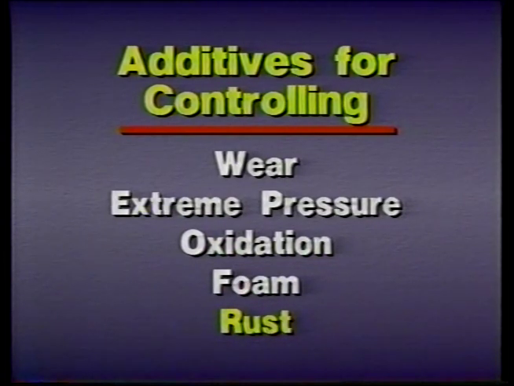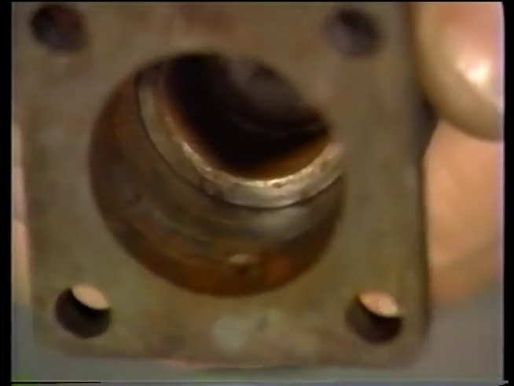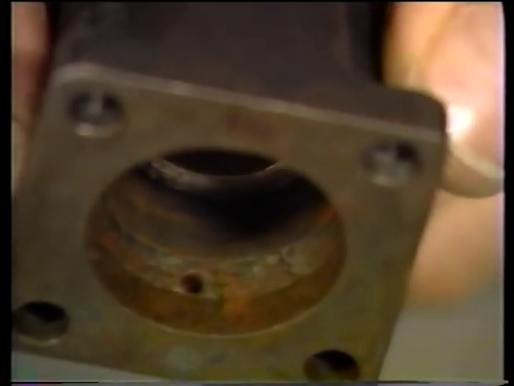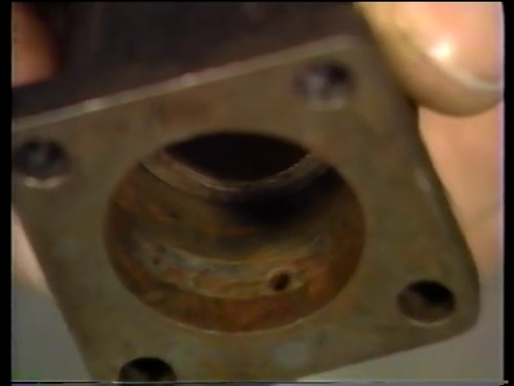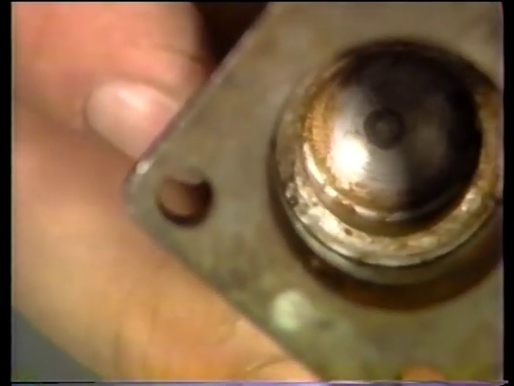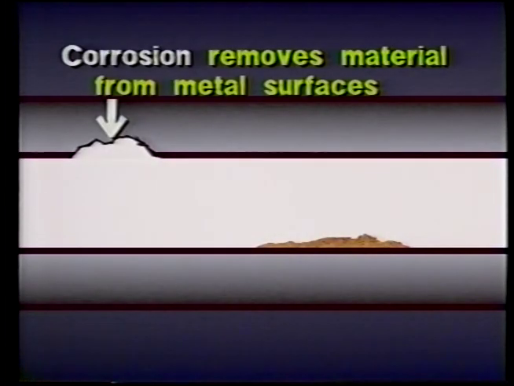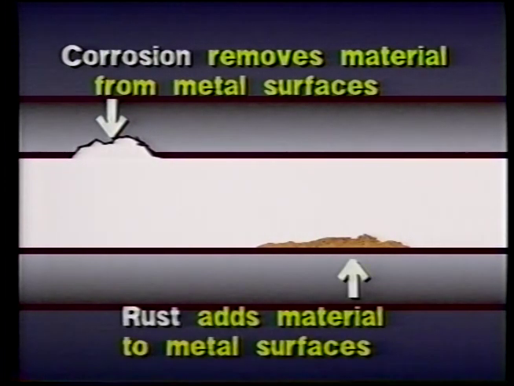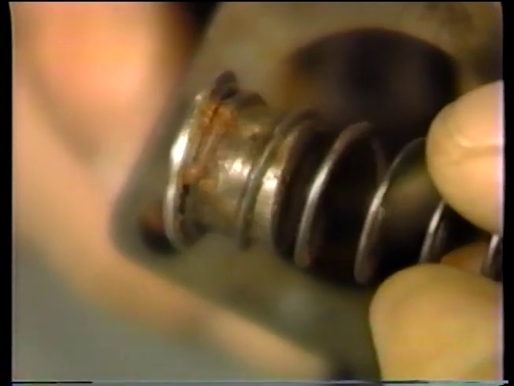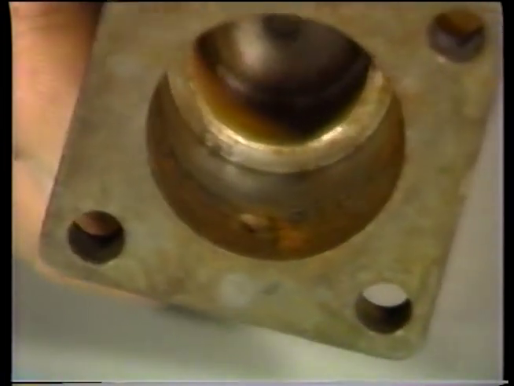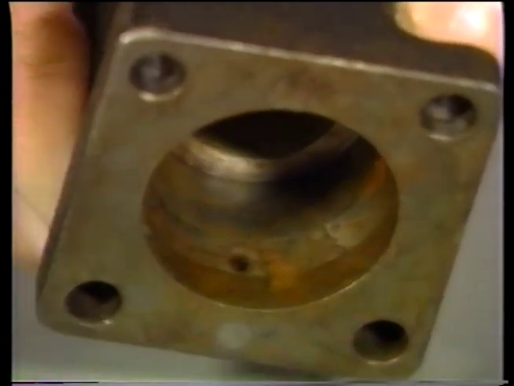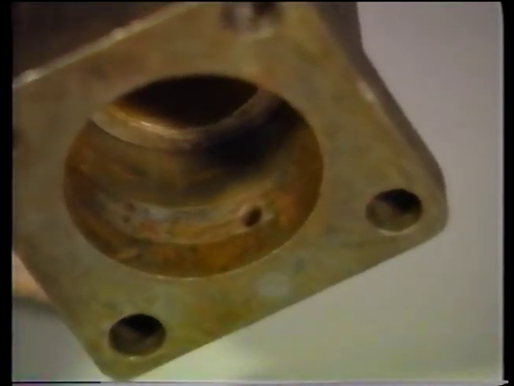Rust may begin to form in a hydraulic system whenever water contaminates the fluid. Rusting is similar to corrosion in that it involves oxidation, but in this case, it's the metal parts of the system that are oxidized, not the hydraulic fluid. While corrosion removes material from metal surfaces, rusting adds material, and it often interferes with the operation of components. A buildup of rust on the inside surfaces of a valve, for example, may keep it from operating smoothly and can even prevent it from operating at all.